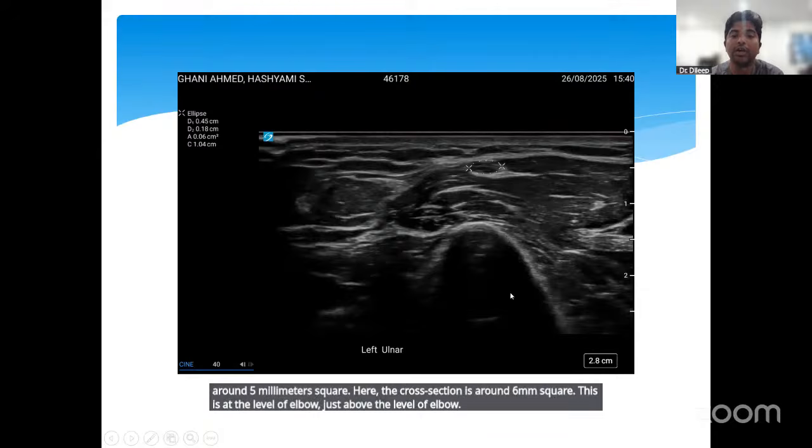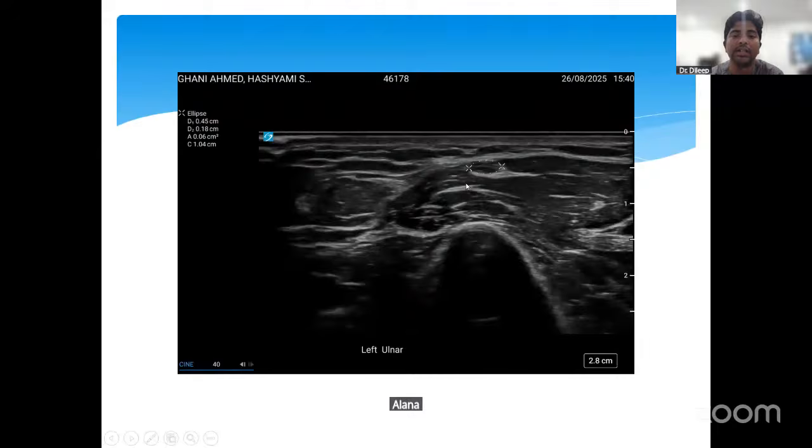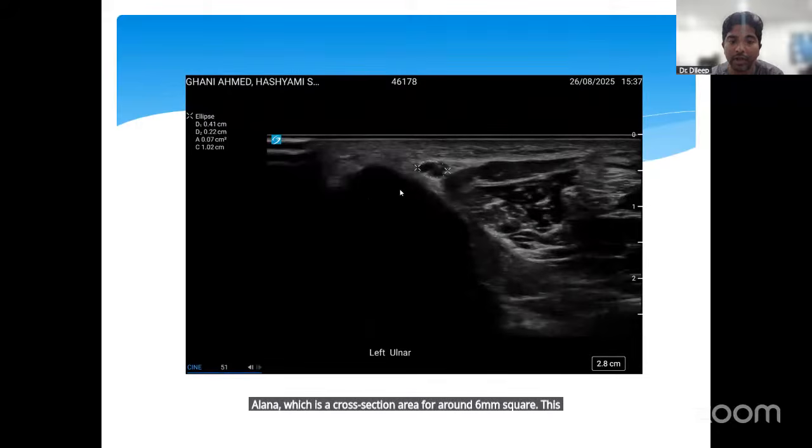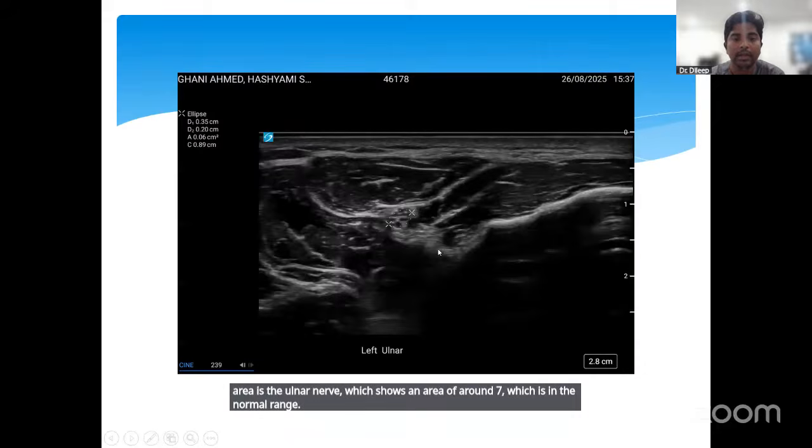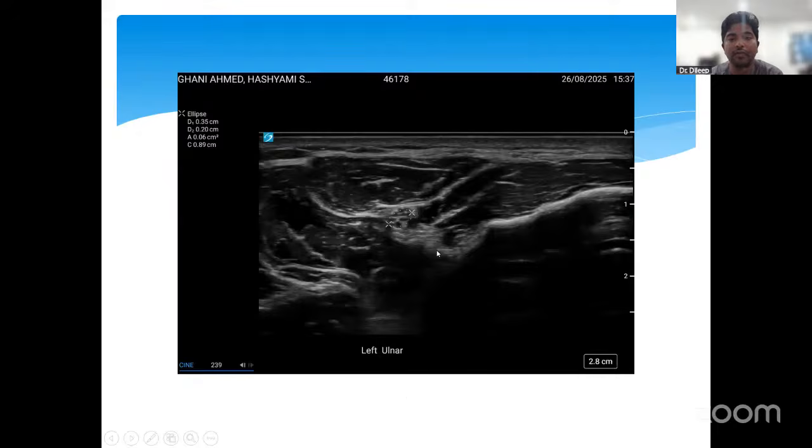Here it shows the humerus bone along with the ulnar nerve, which has a cross section area of around 6 millimeter square. This is at the level of the elbow with the medial epicondyle. This dotted area is the ulnar nerve, which shows an area of around 7, which is in the normal range. This is below the level of the elbow.